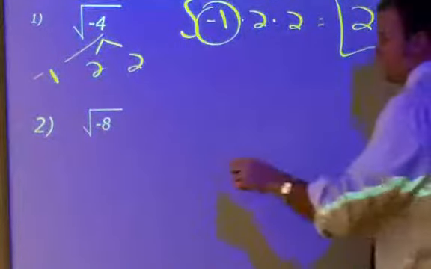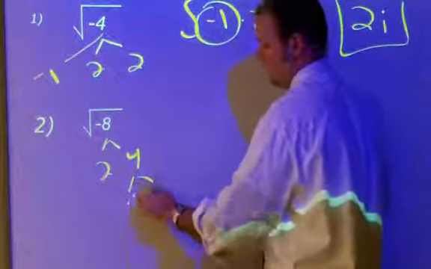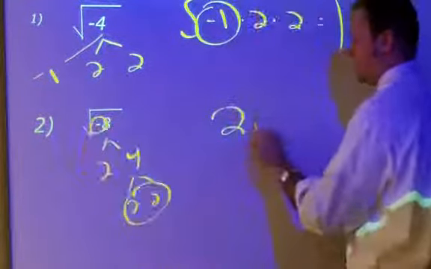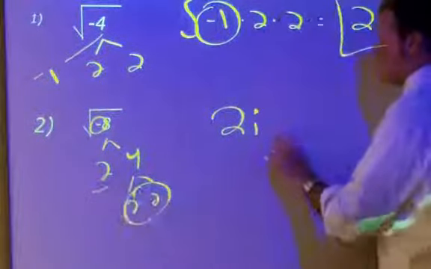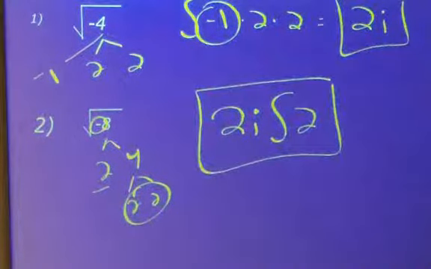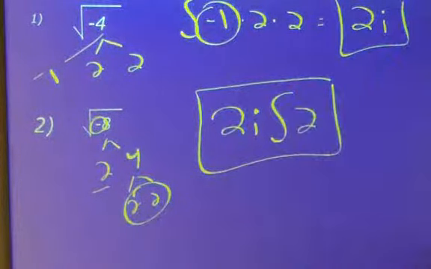Okay, so the next thing we take a look at. So again, I can take care of my 8 as 2 and 4, 2 and 2. So you notice you have a pair of 2, so that's 2. I have a negative, so I say 2i, and I have a square root of 2 left over. So all the work that you've done on your square roots, we're just going to add in one extra thing. So if you see a negative, you get i outside of the square root.